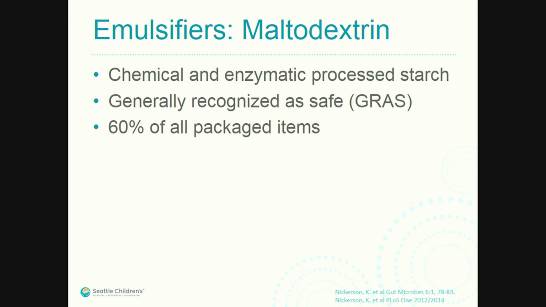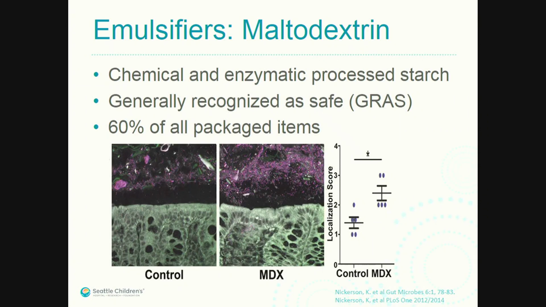One of the more common ones is maltodextrin. It's a chemically enzymatically processed starch, and it actually started to come into our diets in a significant amount after World War II. And it's felt to be safe by the FDA, and it's, again, in a large number of packaged products. And what Nickerson and group did was looked at the effect of maltodextrin on the lining of the GI tract.